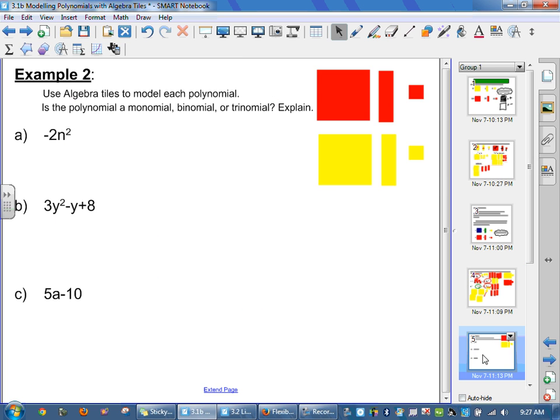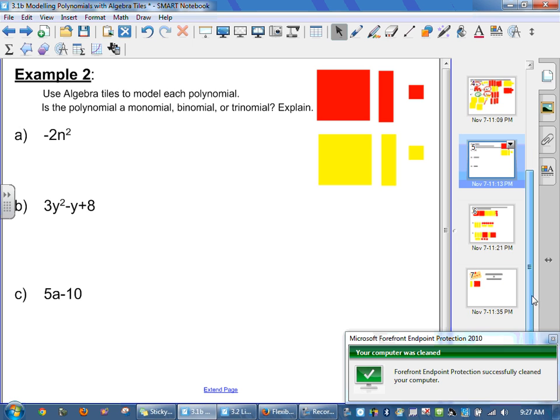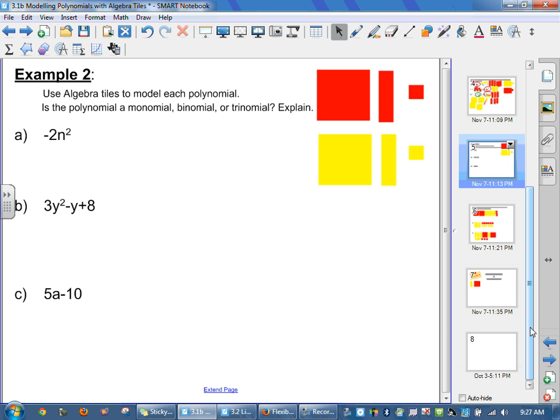These ones, is it a mono, bi, or tri? Let's take a look at what this would look like here for us. Negative 2n squared. What's that telling me to draw? What should you draw for negative 2n squared? Good. 2 big red ones. Is that all I draw with that one? Yes. There's no sticks on that guy, and there's no baby boxes.